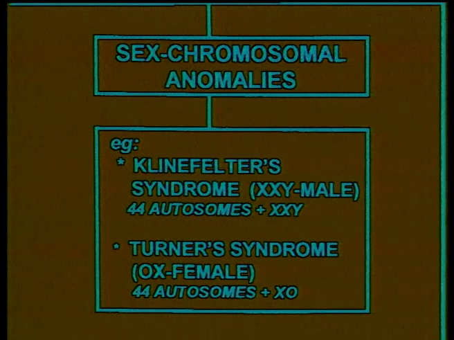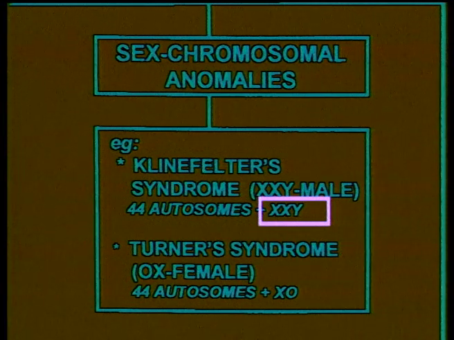The second one is sex chromosomal anomalies. The best examples for sex chromosomal anomalies are Klinefelter syndrome and Turner syndrome. The karyotype of Klinefelter syndrome is 44 autosomes plus XXY. The disorder we can see is in the sex chromosomal pair, that is XXY. In this person, the sex chromosomes are XXY instead of the normal XY.